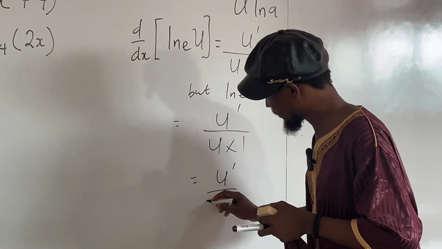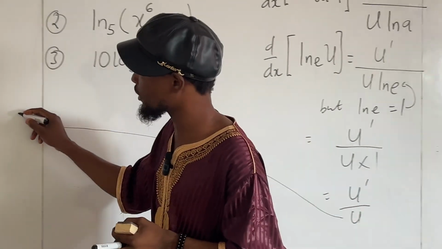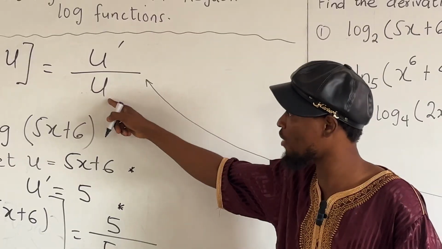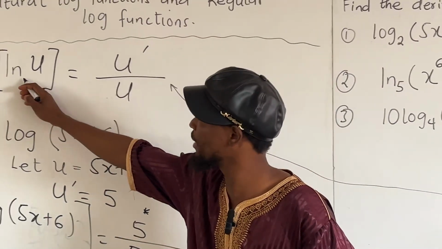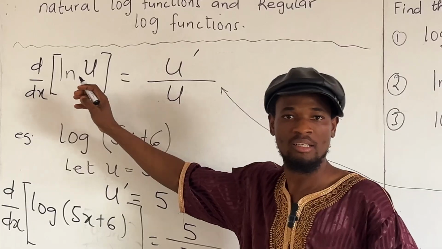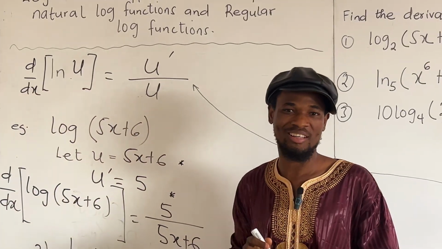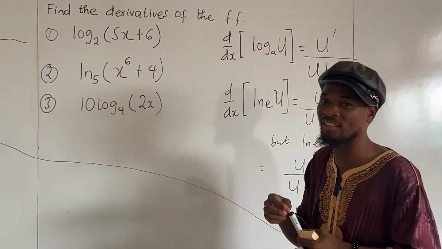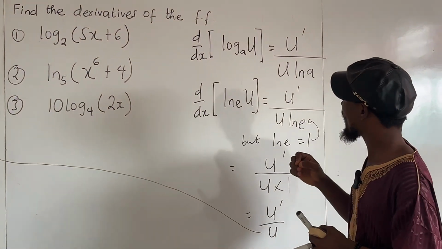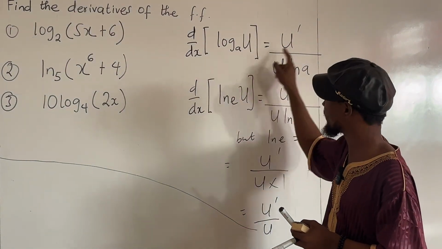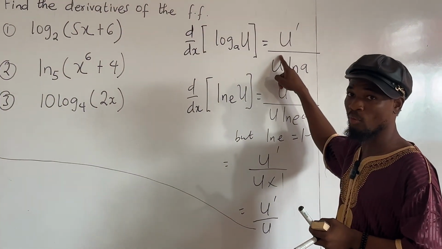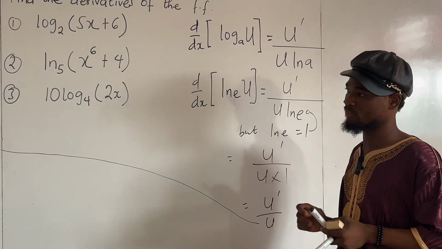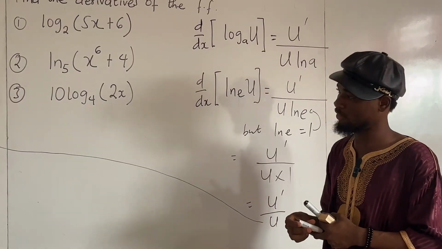So viewers, this is the reason why when you differentiate this, we have u prime all over u. Oh, there's a base here, which is e. You get it that way? As simple as that. So in other words, when you are given logarithm functions with respect to a certain base, it takes this form. Without the base, it also takes this form, which is very, very trivial.